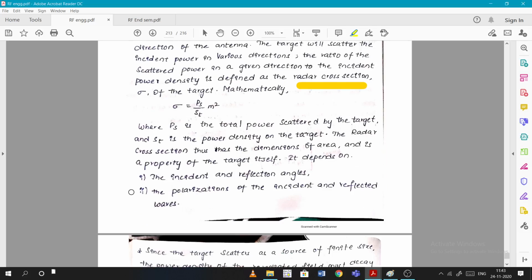Next, sigma depends on the radar cross section, which is dimensionless, because both are powers, right? Sorry, the radar cross section has the dimension of area. So radar cross section has the units of meter square, and it depends on the inclination and the reflection angles.